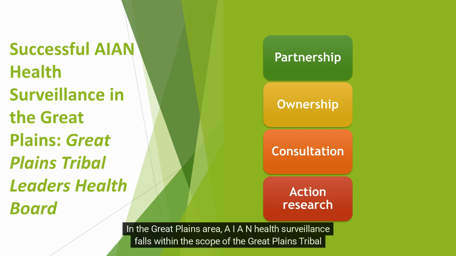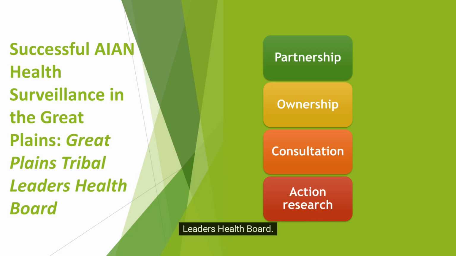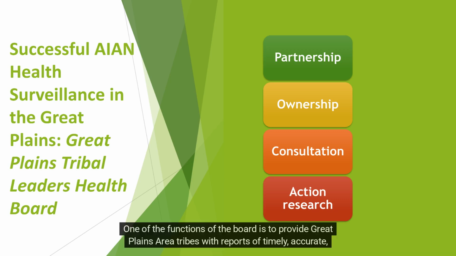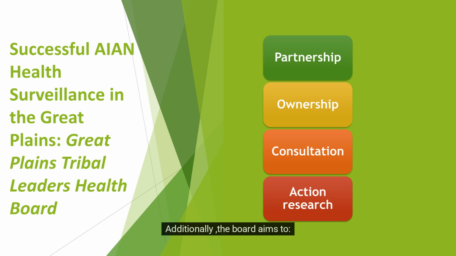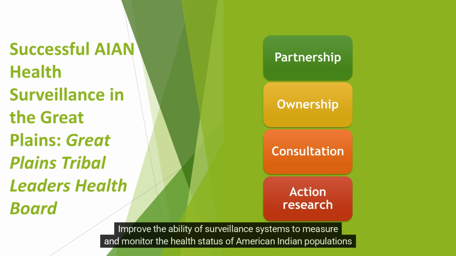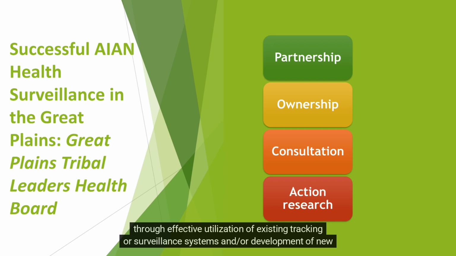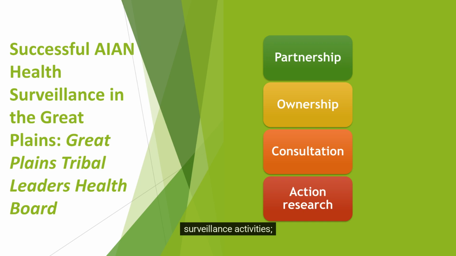In the Great Plains area, AIAN health surveillance falls within the scope of the Great Plains Tribal Leaders Health Board. One of the functions of the board is to provide Great Plains area tribes with reports of timely, accurate, and useful data on public health priorities based upon existing data sources and contribute to the effective use of this data. Additionally, the board aims to improve the ability of surveillance systems to measure and monitor the health status of American Indian populations through effective utilization of existing tracking or surveillance systems and/or development of new surveillance activities.